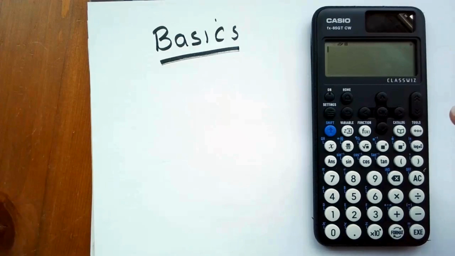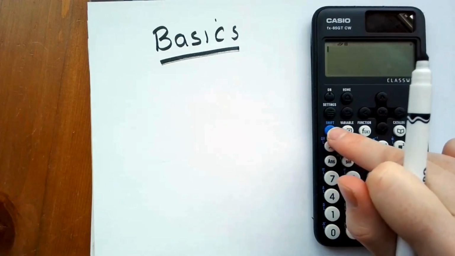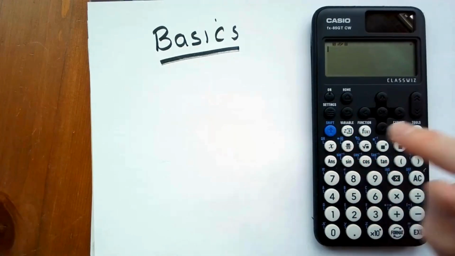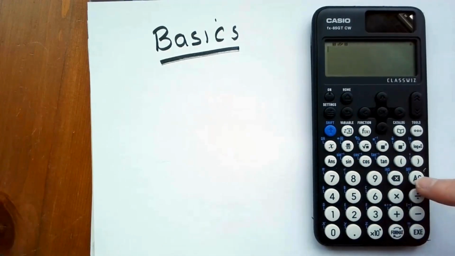What you do is you find the blue button that says shift, and you click that, and then you find the AC button, and that will turn it off, and then it says that, and that's on and off.